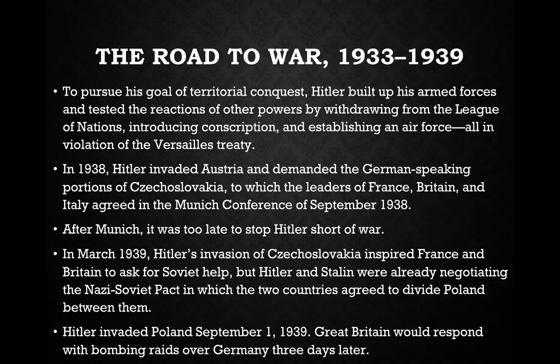All of this leads to war. To pursue his goal of territorial conquest, Hitler built up his armed forces and tested the reactions of other powers by withdrawing from the League of Nations, introducing conscription, or drafting men into the military, being active in trying to get men to join the military, and establishing an air force. And guys, all of these are in violation of the Treaty of Versailles from World War I. And again, like I mentioned before, keep in mind the entire world is like, yeah, we don't ever want to do this again. We never ever.